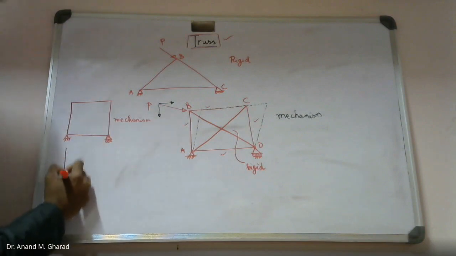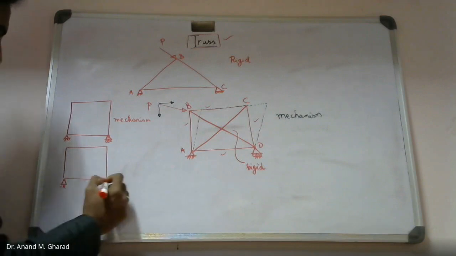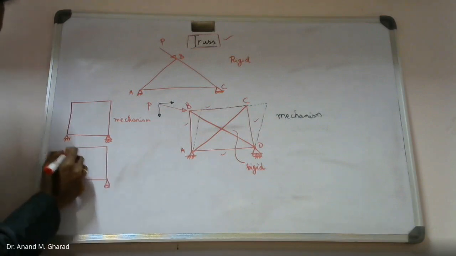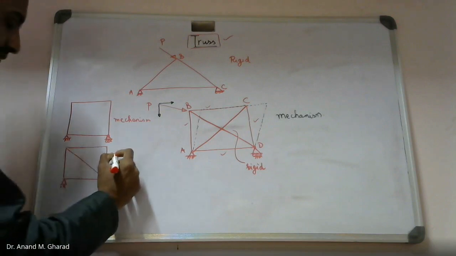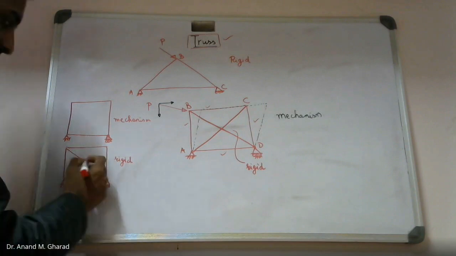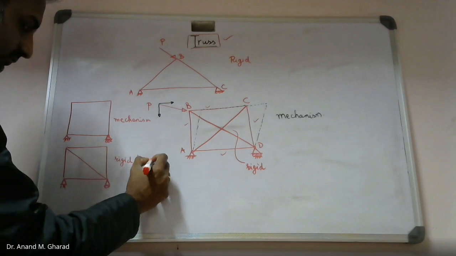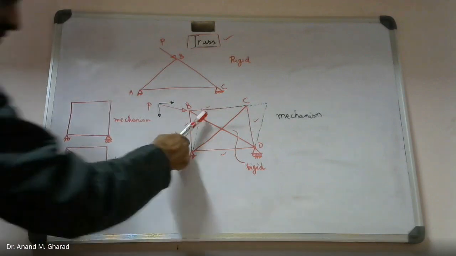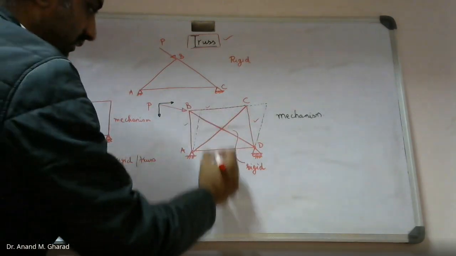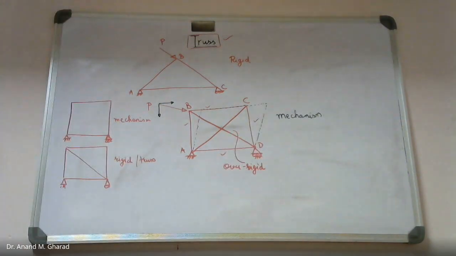Second stage, where one diagonal member was introduced. This is, you can say, a rigid structure, or since it is triangular in shape, you can call it a truss. And in the third case, this is an over rigid type of structure. This has now become over rigid, with extra rigidity. An extra rigid type of structure is obtained.